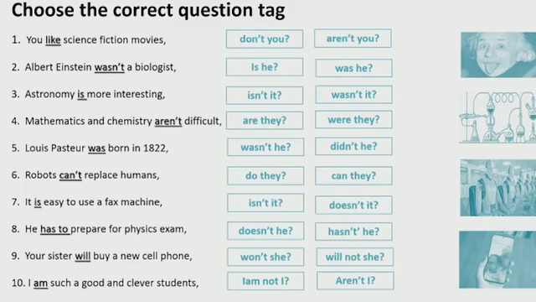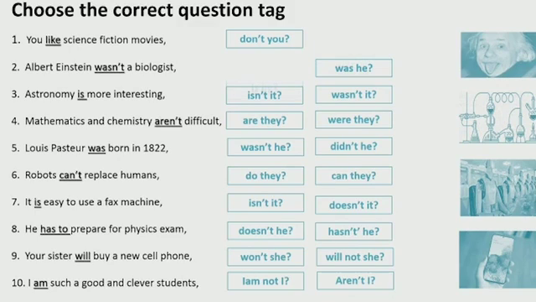Alright, so let's correct. And of course, if the time is not enough, you can pause the video and you can take as much time as you need. Okay? Good, so let's correct. So we have the first one. I helped you with this one, so it should be don't you. And the second one, it should be was he.